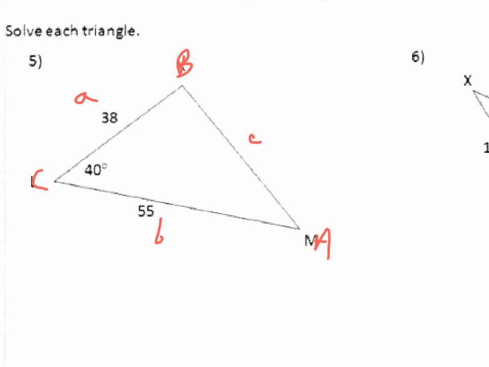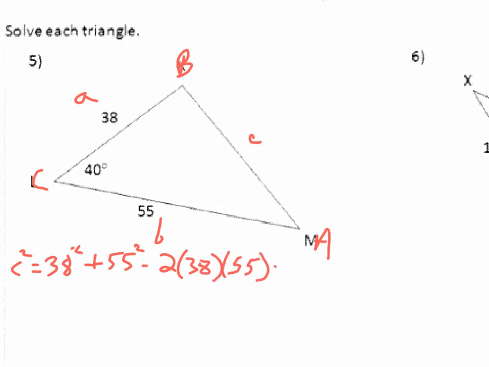So we have to set up the equation using law of cosines. We're looking for c squared. We have a and b squared, so that's 38 squared plus 55 squared minus 2 times a times b times cosine of c, which is 40.